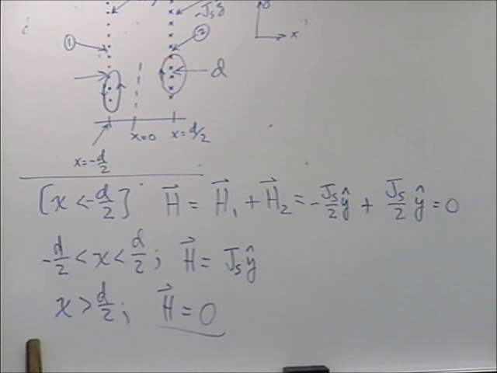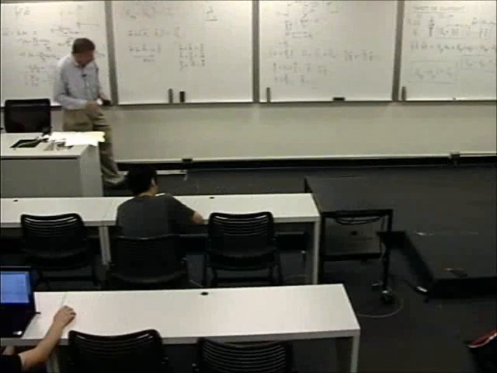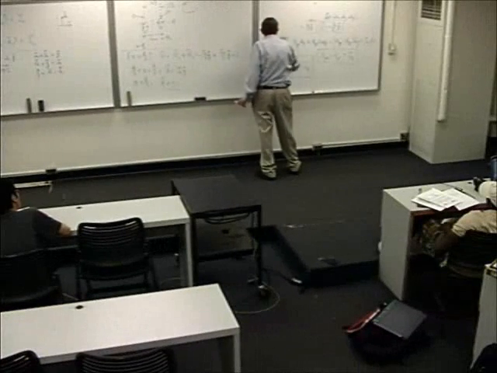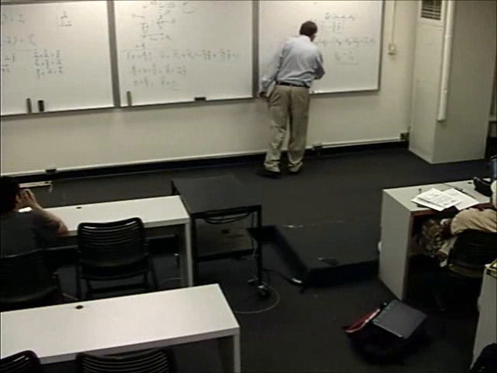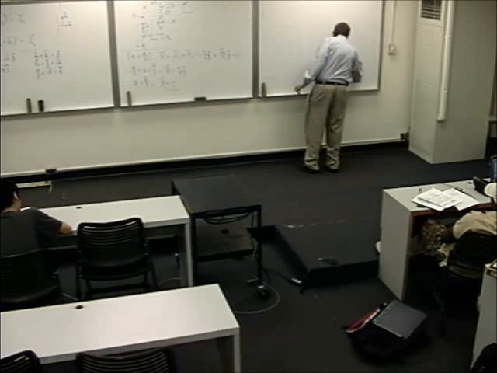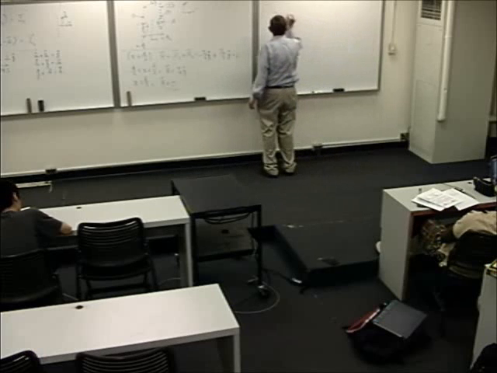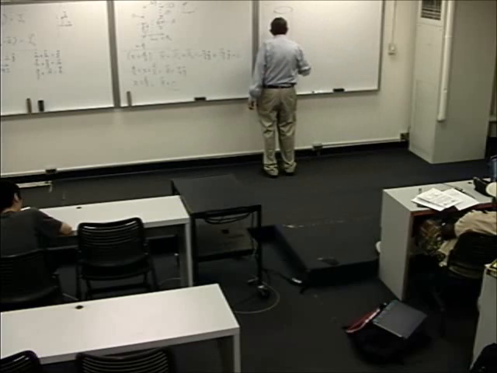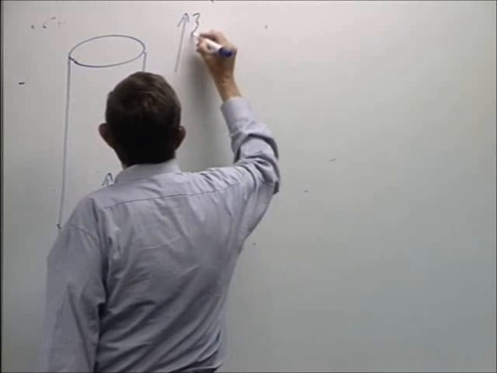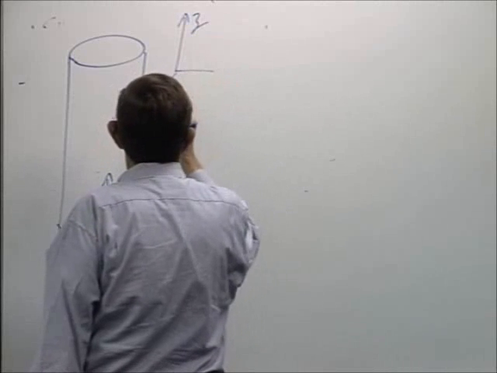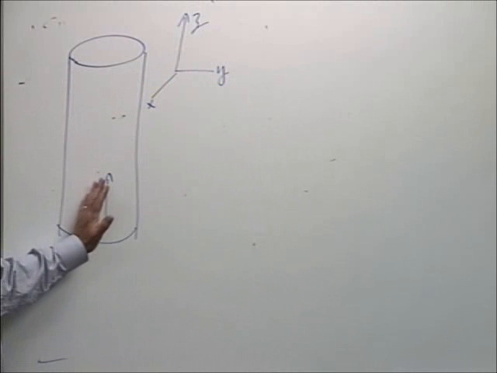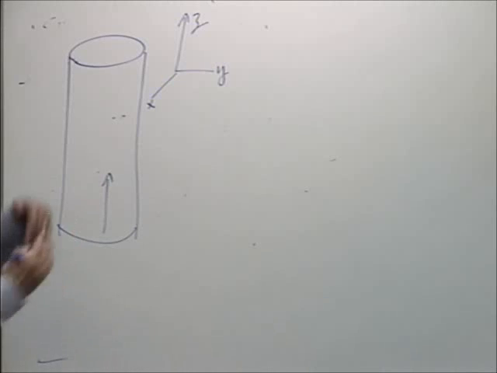Okay, we did a line of current. Next one we're going to do is a cylinder of current. So here's an infinite cylinder, and let's say the current flow is in the z direction. This has cylindrical symmetry. If the current flows in the z direction, it's infinite.